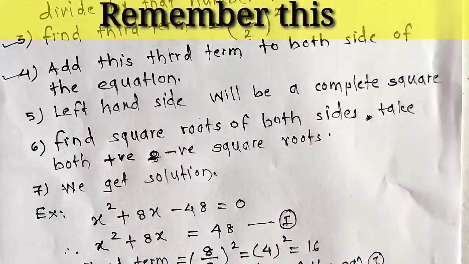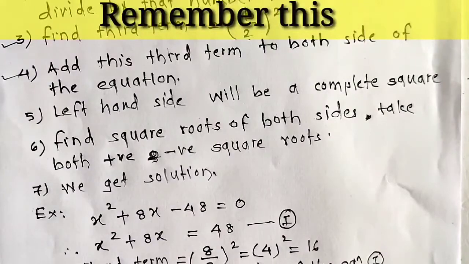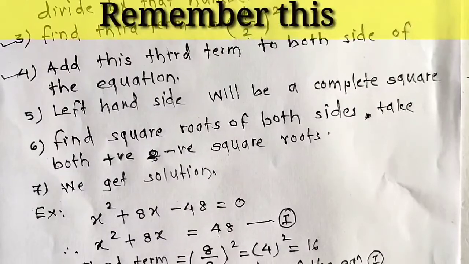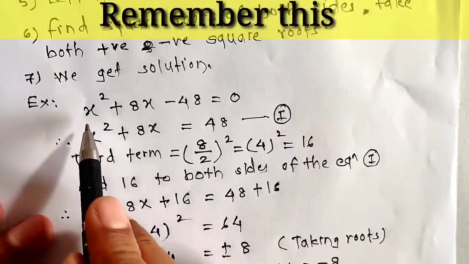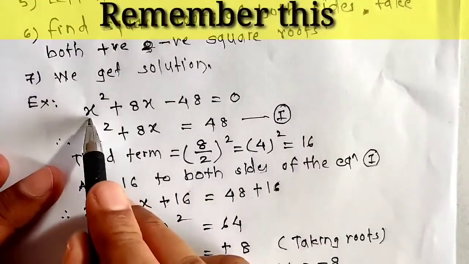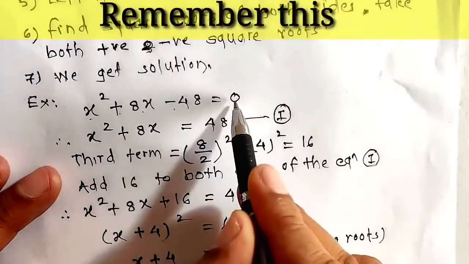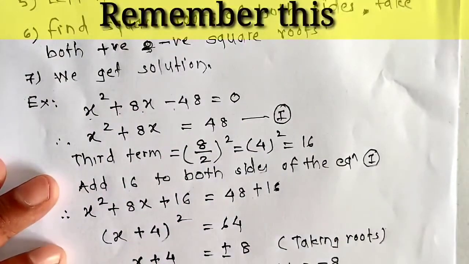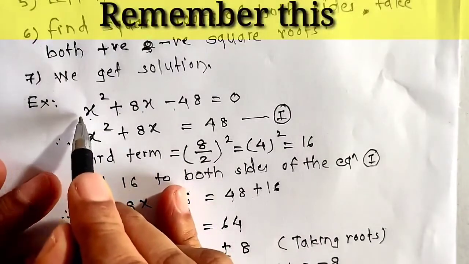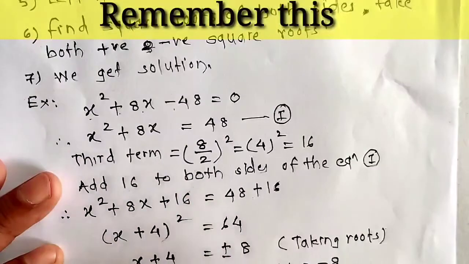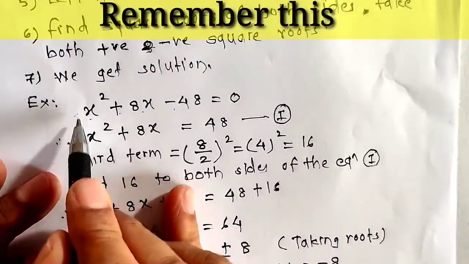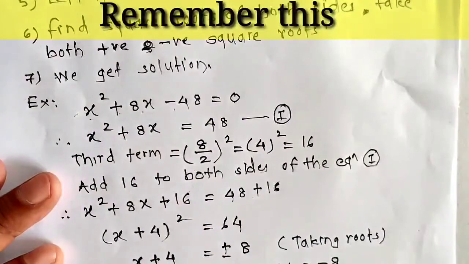So let us see one example. Remember these terms, revise these steps again and again, and then see how we can use them while solving this equation. Here a simple equation is given: x square plus 8x minus 48 is equal to 0. It is from a solved example. Now the first step is to see the coefficient of the square term. It is already 1, so no need to divide. If it is other than 1, if 2 is there, then divide the whole equation by 2.